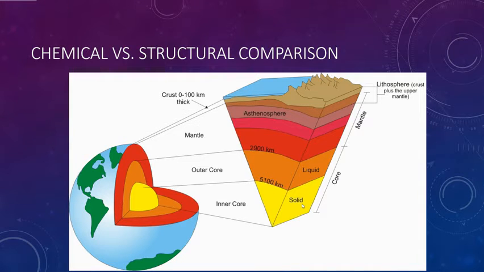Now there are differences between the chemical and structural composition. The chemical composition is what's on the left. That's what we talk about most often, where the crust is a different chemical composition versus the mantle, which is different chemically from the outer core and different from the inner core. But the structural composition, how these materials behave structurally, is not just based on their chemistry, but also on their temperature. So the crust and the upper part of the mantle, called the asthenosphere, behave differently.